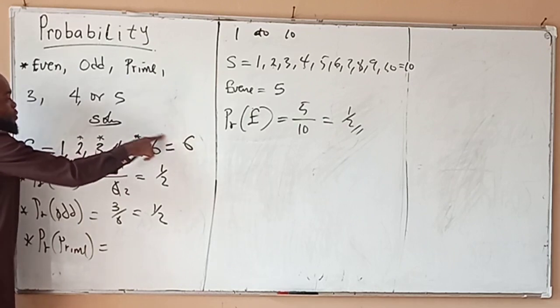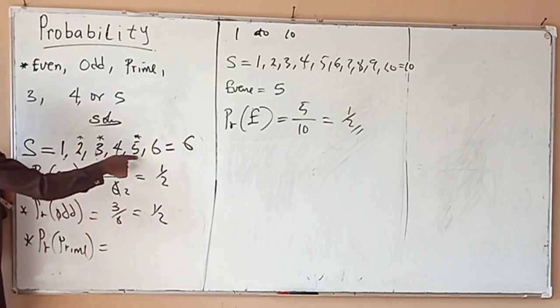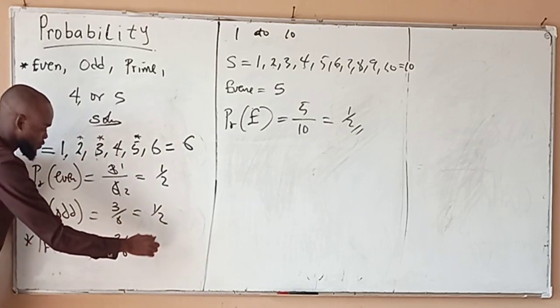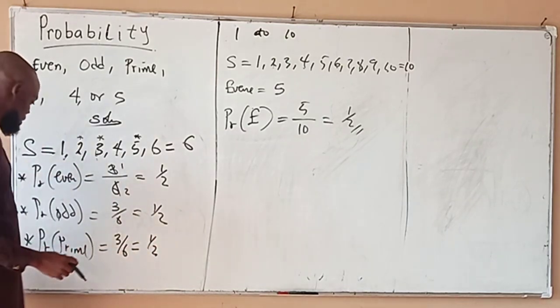So the prime numbers are 2, 3 and 5. We have 3 prime numbers out of 6. That is 1 over 2 as well.